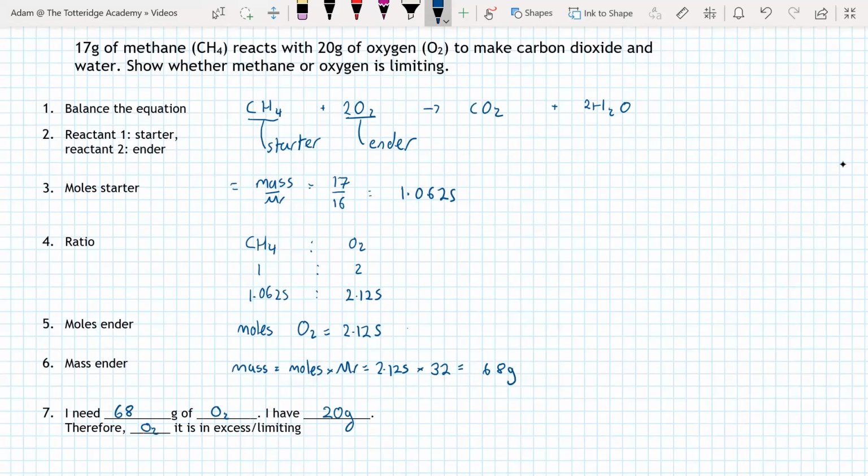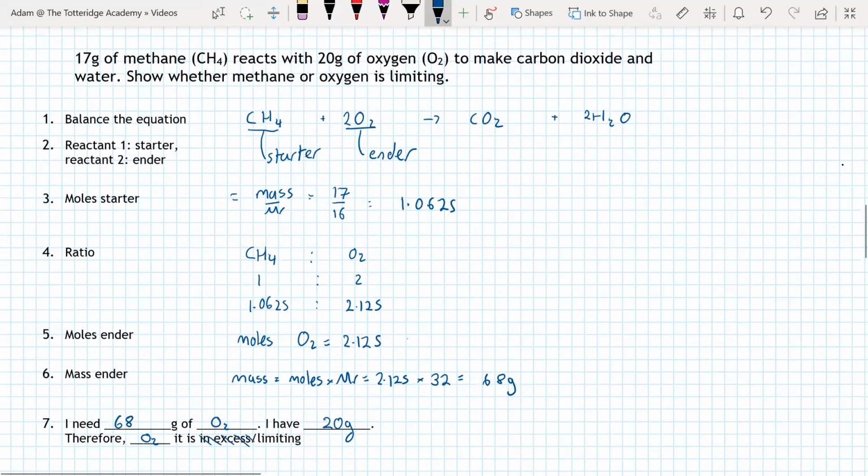So O2 is therefore what? Speak out your answer, please. O2 is therefore limiting. And it's limiting because I don't have enough of it. It's what limits the reaction.